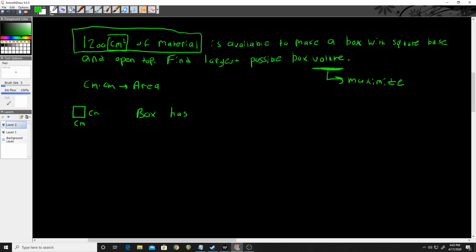Okay, so a box has 6 faces, but it's got an open top, so minus 1 for the open top. That's a total of 5 faces. So that's the first thing to understand: we're going to have a total of 5 faces to work with.